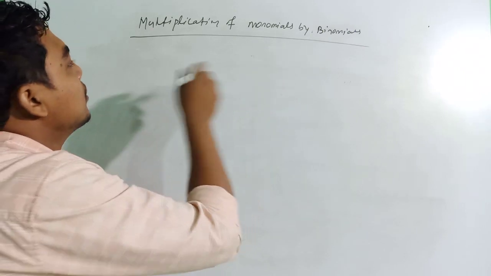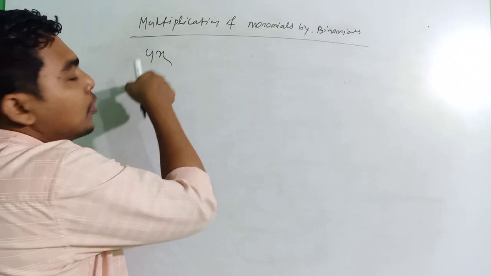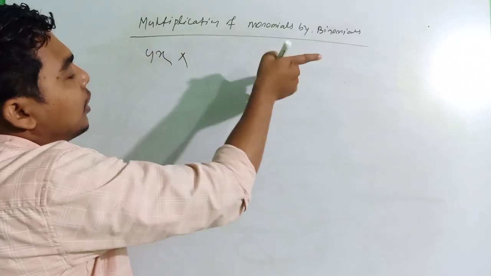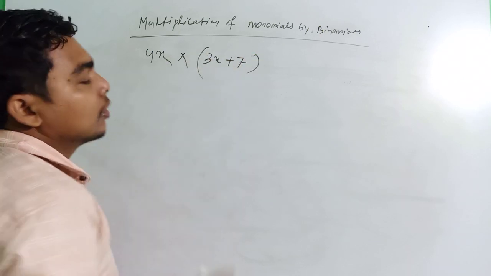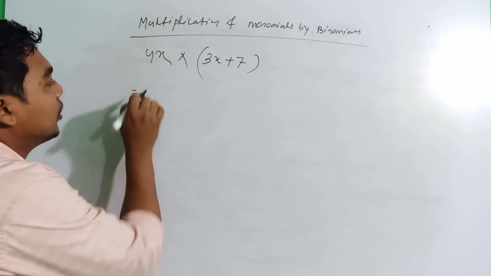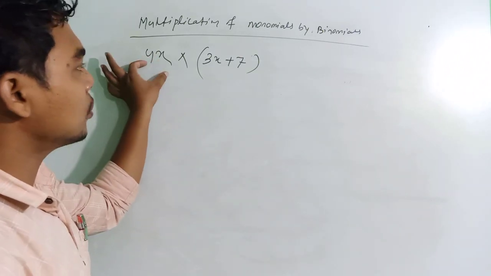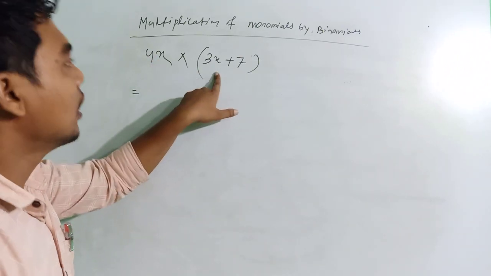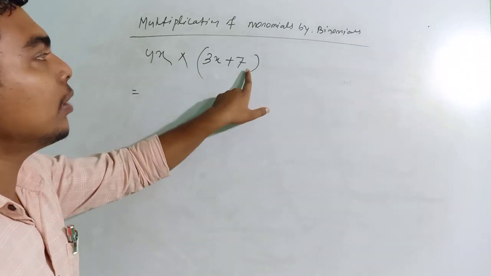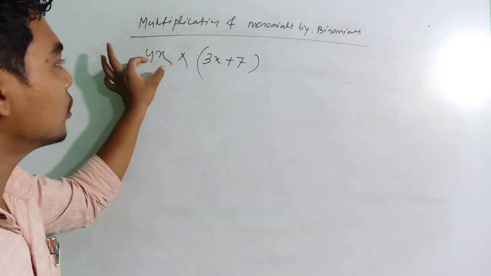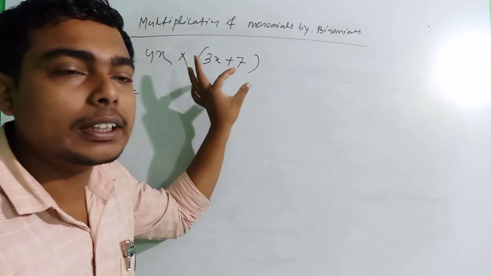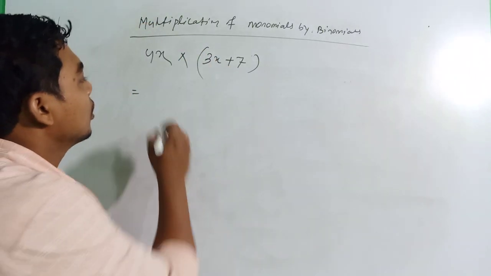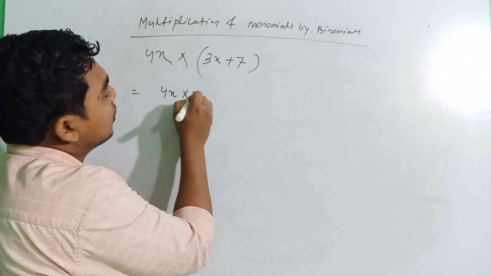Multiplications of monomials by binomial. Suppose 4x is a monomial term and we have to multiply it by the binomial term 3x plus 7. So how to multiply? Here 4x has to be multiplied with 3x, and 4x has to be multiplied by 7. इसका मतलब है 4x को हम 3x के साथ मल्टीप्लाई करेंगे and 4x को 7 के साथ भी मल्टीप्लाई करेंगे. So it should be written 4x into 3x.